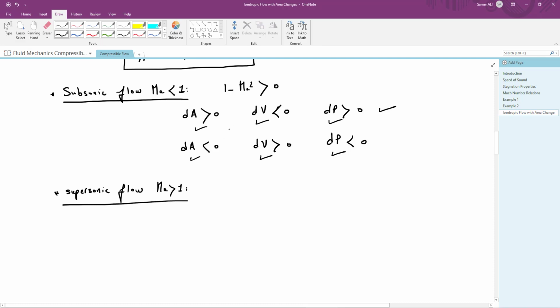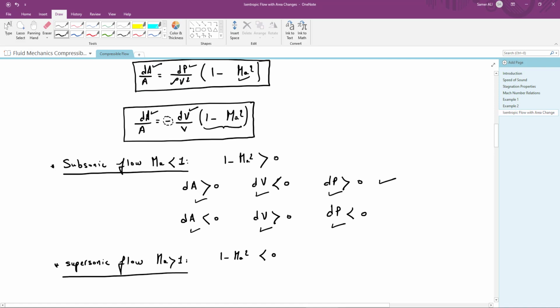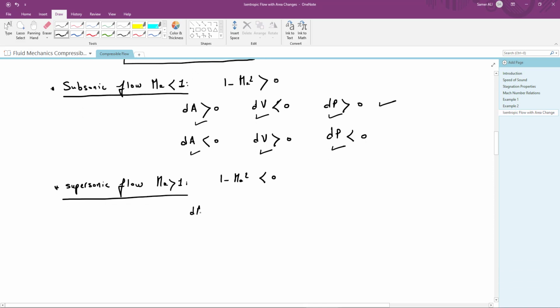In the case of supersonic flow, when the Mach number is greater than 1, 1 minus the Mach number squared will be a negative value. Looking at this equation, this negative multiplied by this negative sign gives a positive. So as a result, dA will have the same sign as dV. If dA is positive, dV will be positive, and of course dP will be opposite to dV, so dP will be negative. We can read it like this: when the cross-sectional area increases, the velocity will increase and the pressure will decrease.